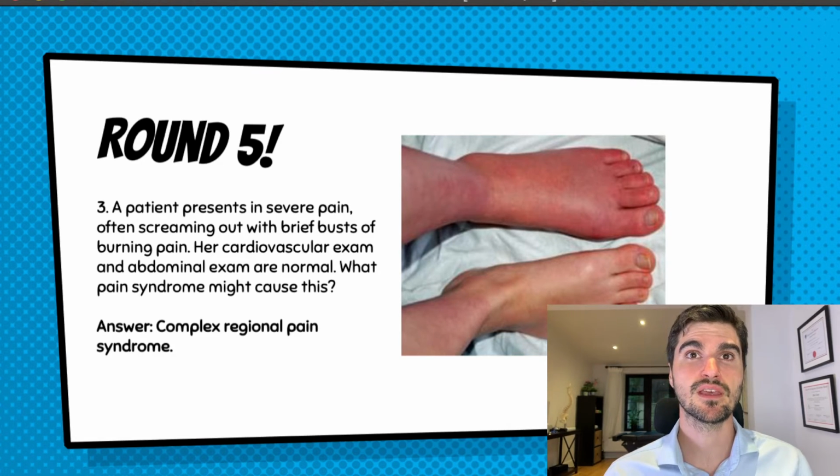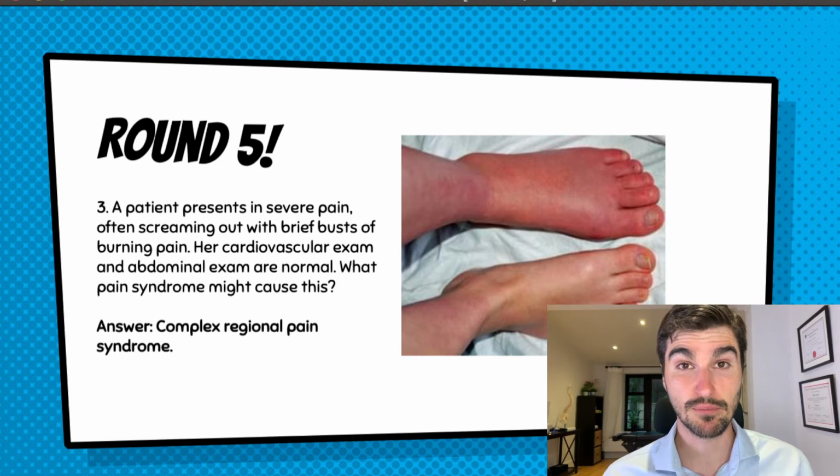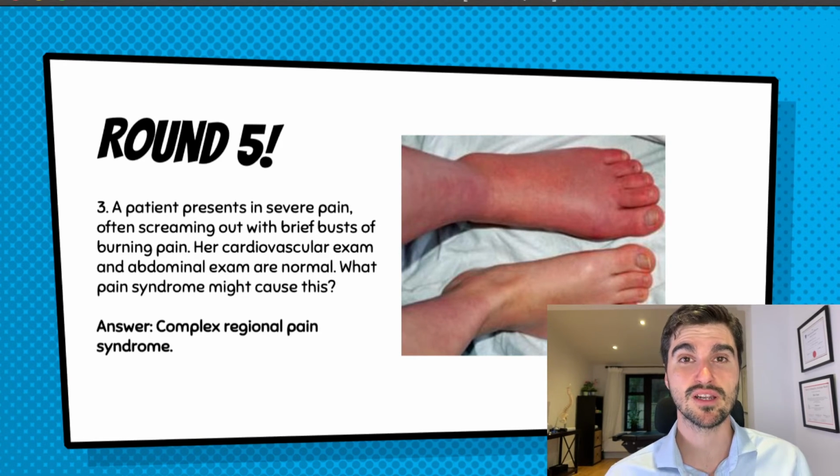So when we talk about chronic pain and pain sensitization and all that kind of stuff, complex regional pain syndrome is kind of the mothership. A horrible condition.